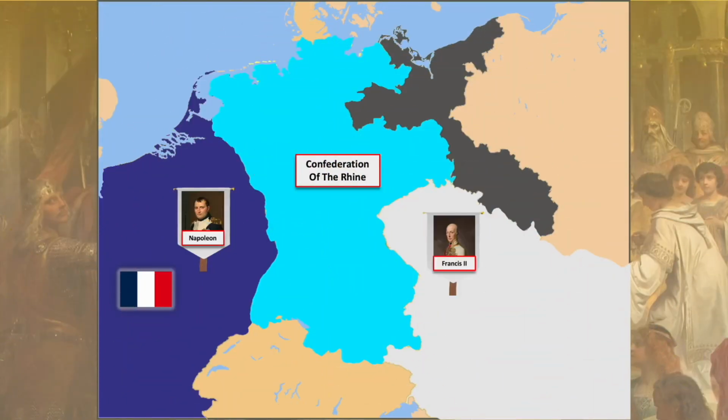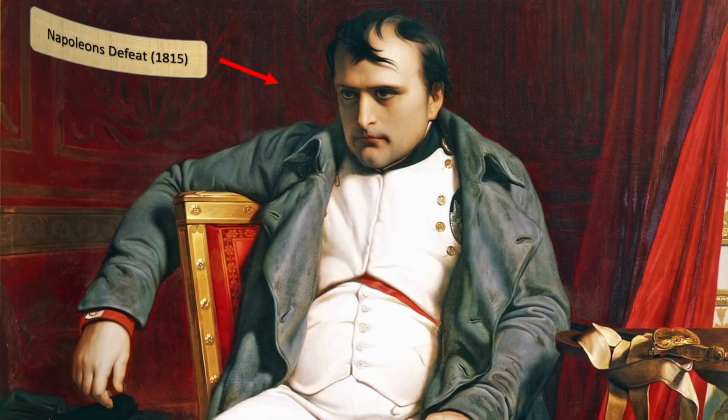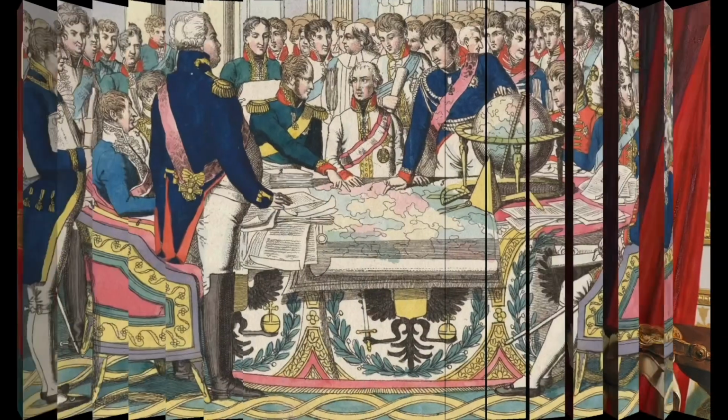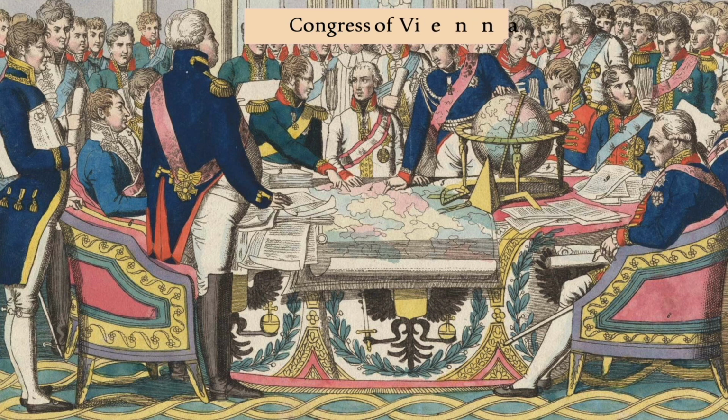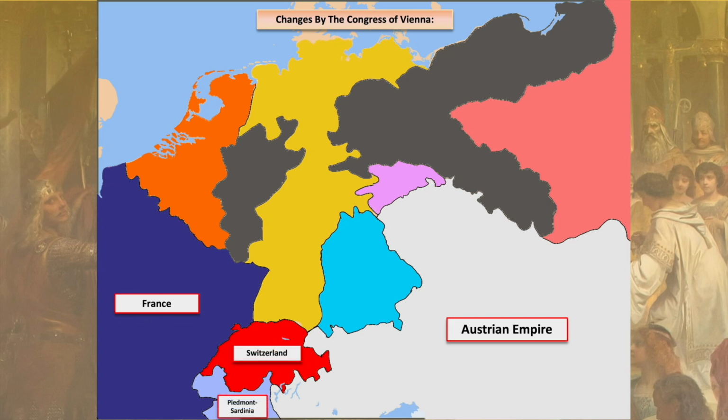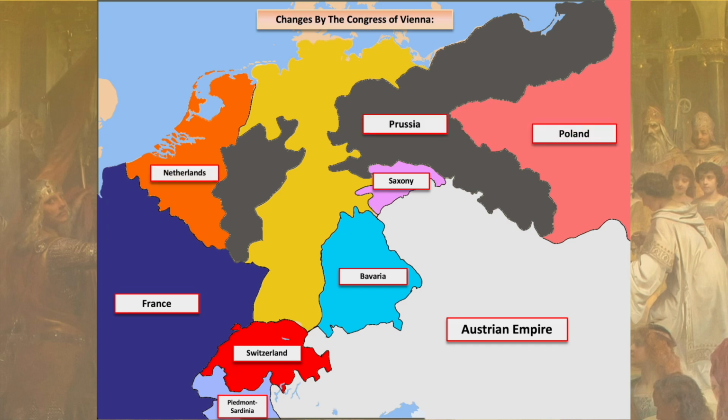With the end of the Holy Roman Empire, that starts the next chapter in our story. After Napoleon's defeat at the Battle of Waterloo in 1815, the Congress of Vienna was formed to restore the power balance in Europe. The Congress of Vienna made several changes to Europe's borders. The Austrian Empire gained territory, France lost territory, Switzerland and Piedmont Sardinia were restored, Bavaria and Saxony remained, the Netherlands was given independence, so was Poland, and Prussia gained western territory.